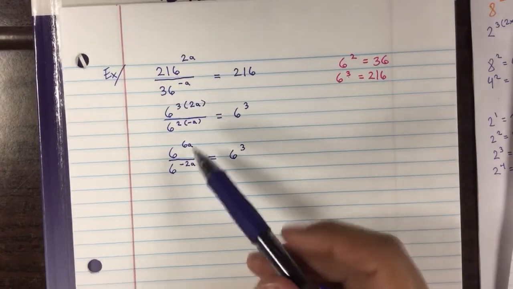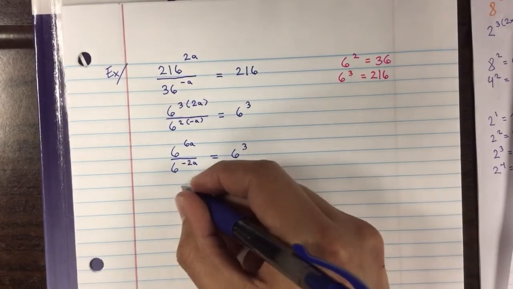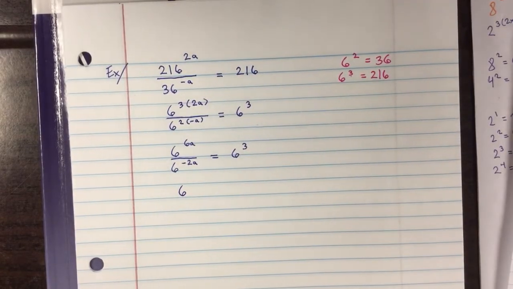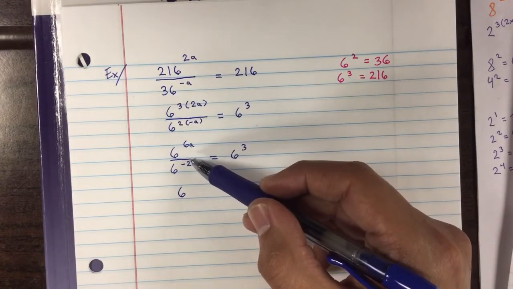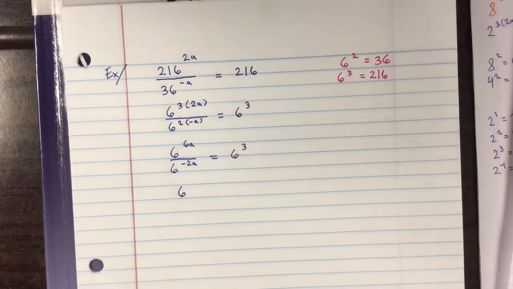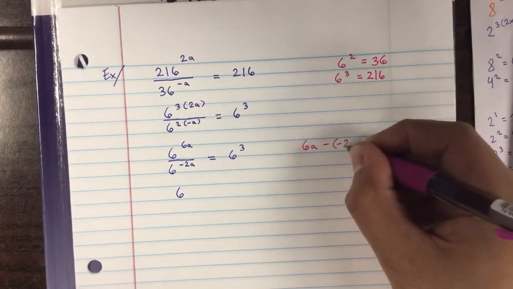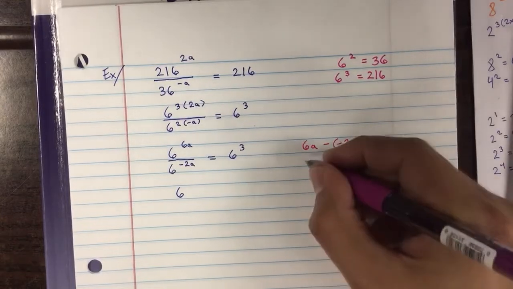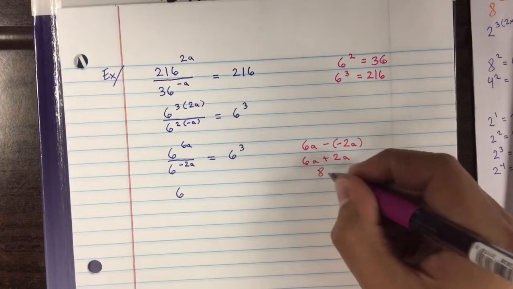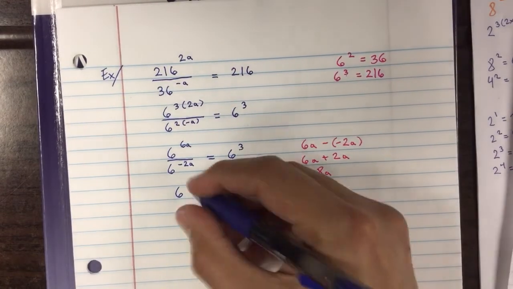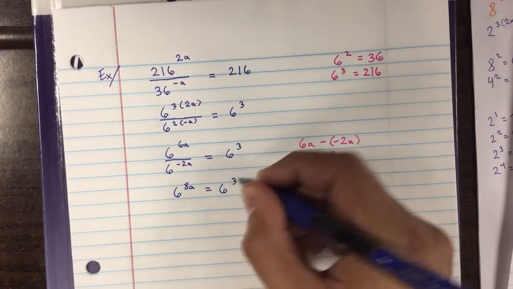Okay, now when we do have a fraction here, my base is the same, so I know that's going to be 6, but we're subtracting. Okay, we're going to subtract the power. 6a minus a negative 2a. So that becomes 6a plus 2a. So that becomes 8a. So this power here is now 8a. This is still 6 to the third.